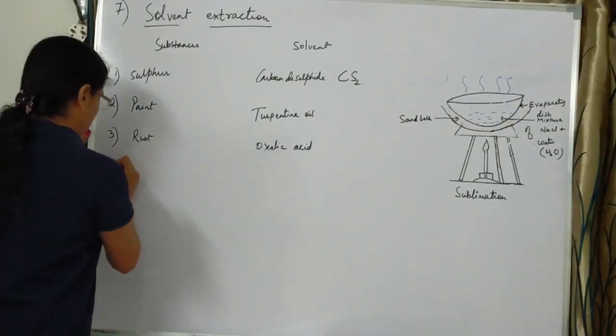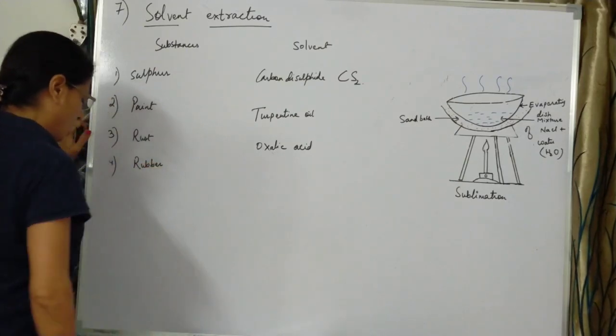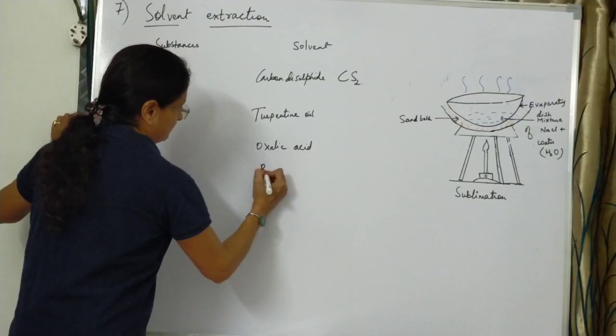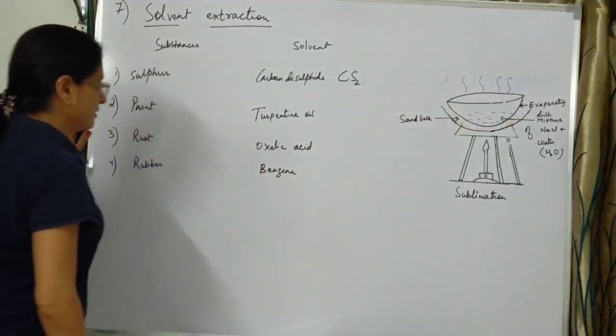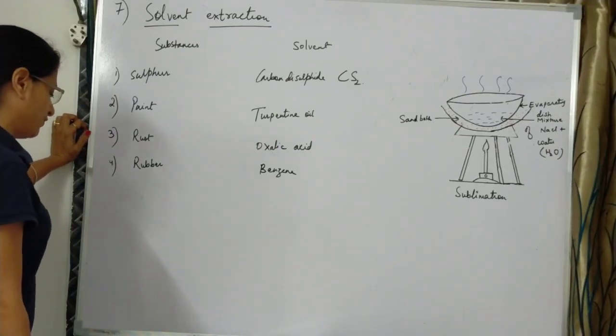Next we have rubber, and a good solvent for rubber is benzene. Rubber is soluble in benzene. Benzene is a very good solvent for rubber.